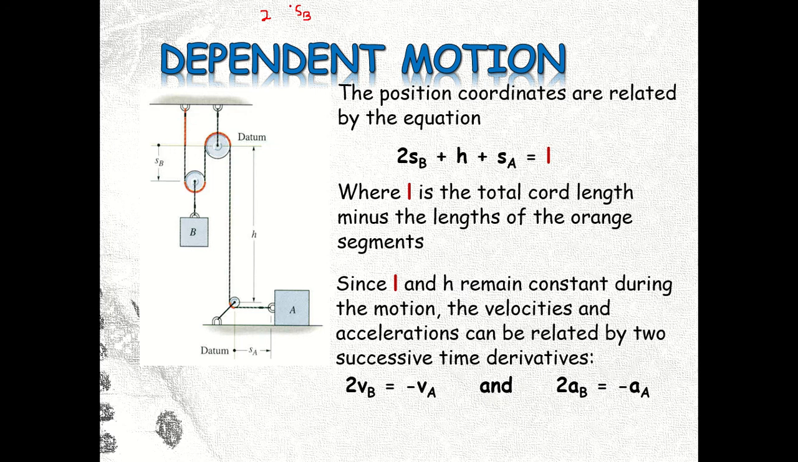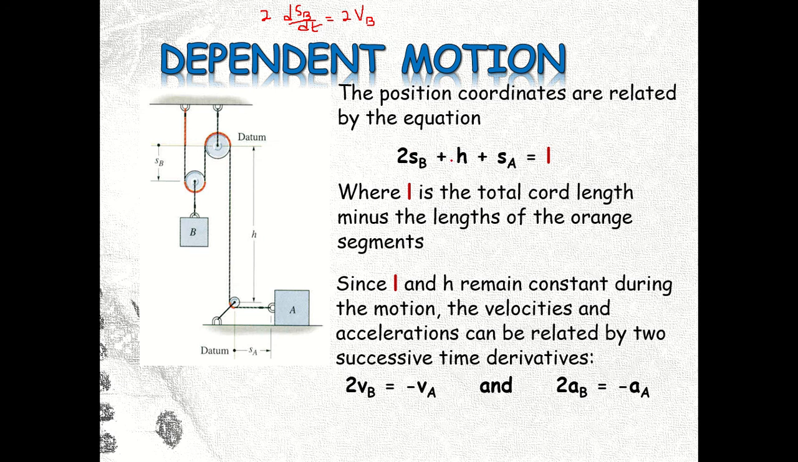So when you take the derivative of this with respect to time, the result becomes 2 times, so we know that the derivative of S is equal to V. V stands for velocity, and the V here is the block, so twice the velocity of the block.